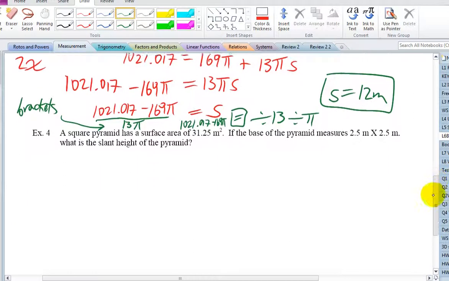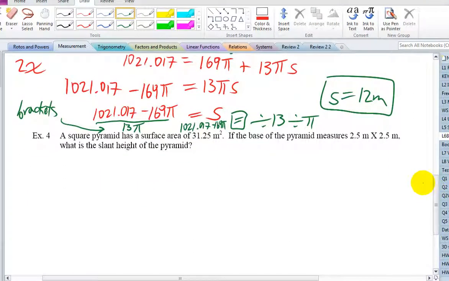All right. Next one. Have a read. Underline important stuff. Go. So, surface area and the measurements, that's the base. We want to know the slant height. So the formula from your formula sheet is what? And it's the only time I'd use it. 2bs, brown sugar, plus b squared.